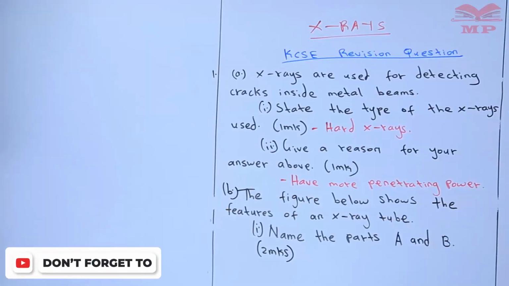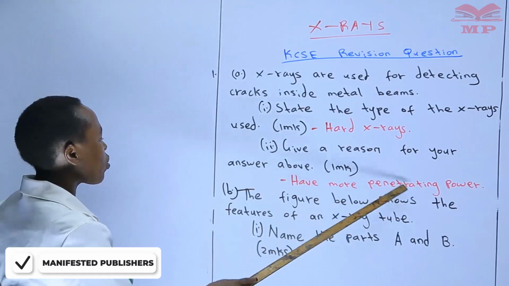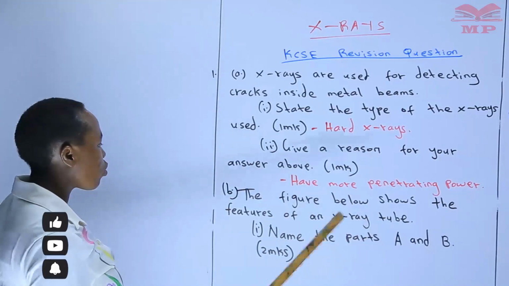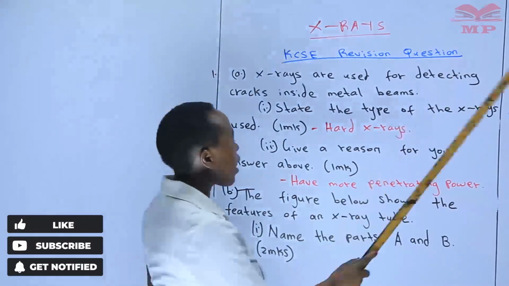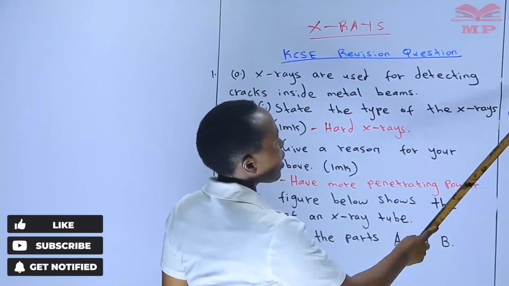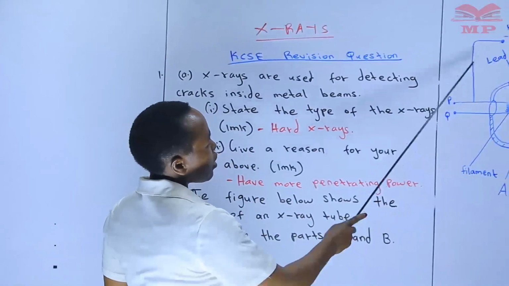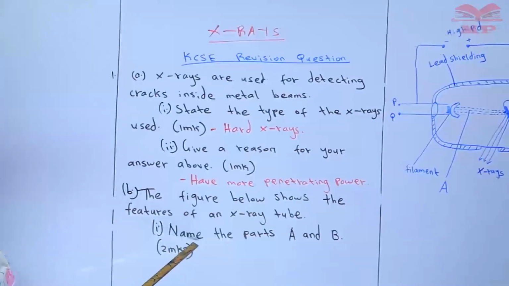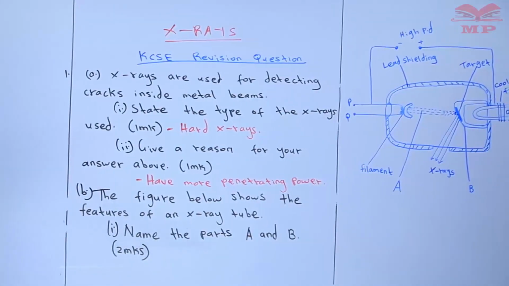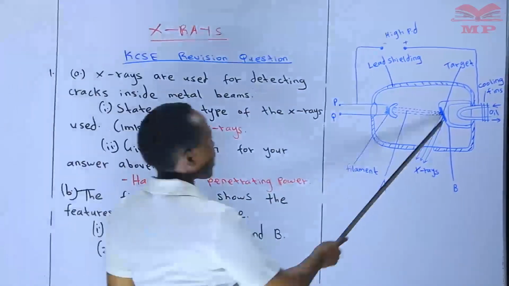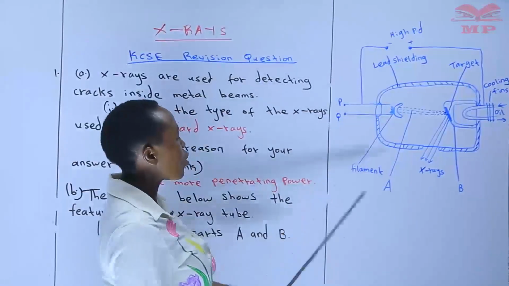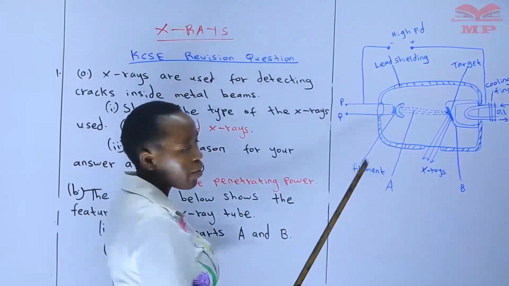So that's our other question. We are told that the figure below shows the features of an X-ray tube. This is the figure that we are talking about, and we are told to name parts A and B. So we can understand this X-ray tube and be in a position to name these parts A and B.